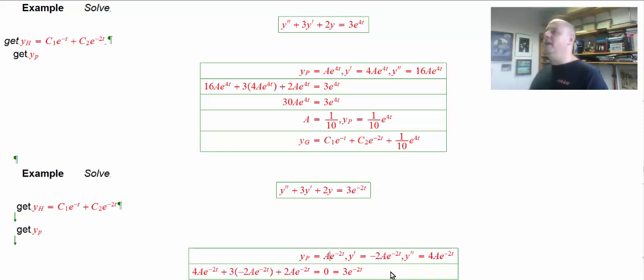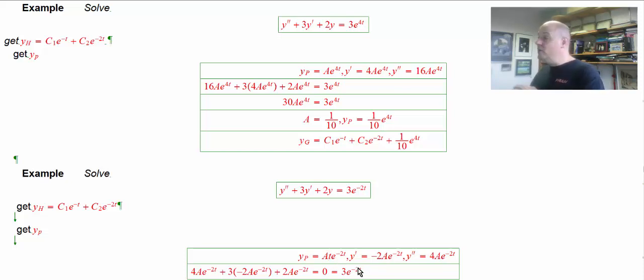Well, what happened last time when I needed something else? Last time, when I had a real and repeated eigenvalue, I threw another t in front. So I'm going to do the same thing. That's going to be my guess. When this is an eigenvalue, I guess the next level of complexity up. I threw a t in front because it worked last time. If it works again, then it's a good thing.